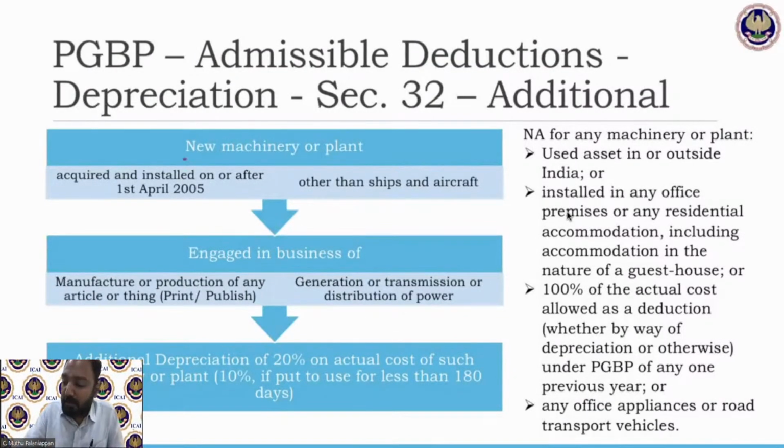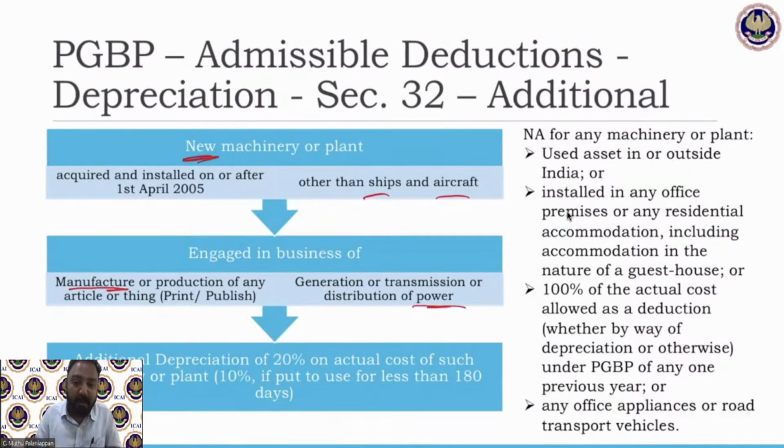First, it must be new. That is, you must have purchased the asset only now. It excludes ships and aircraft. So you must purchase plant or machinery. Please understand, it's not for any other asset, not furniture and fittings, not building. It is only applicable for plant or machinery. So if you are purchasing a plant or machinery and you are engaged in the business of manufacturing or power generation, transmission or distribution, then you are eligible for additional depreciation.